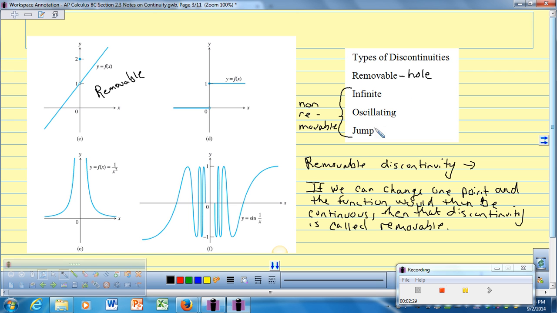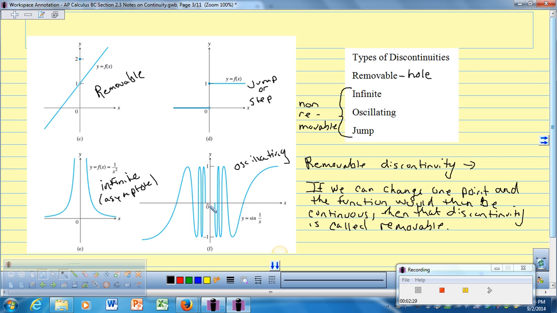All right, now we have 3 types of non-removable discontinuities. And graph D is the jump, also called a step discontinuity. Graph E is an infinite discontinuity. So that's when we run into an asymptote. And graph F represents an oscillating discontinuity, which tends to be one of the more difficult discontinuities to understand.